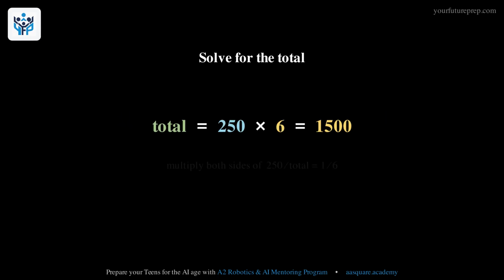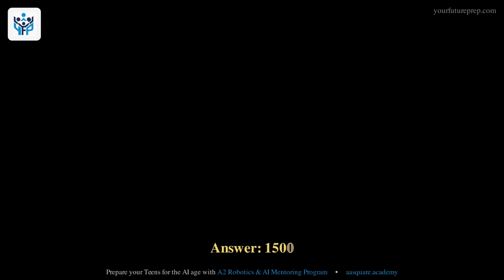To solve, multiply both sides so the total equals 250 times 6. That gives 1500 fish in the lake. So the lake contains 1500 fish, which is answer choice B.